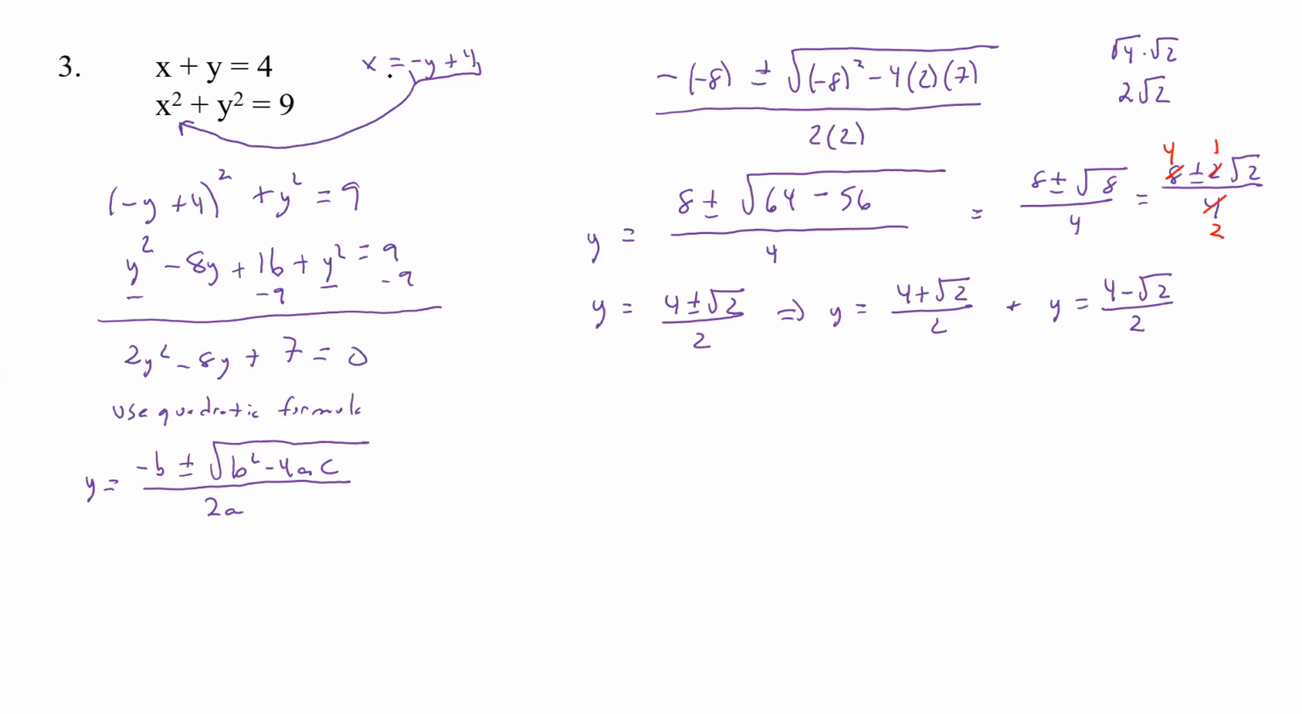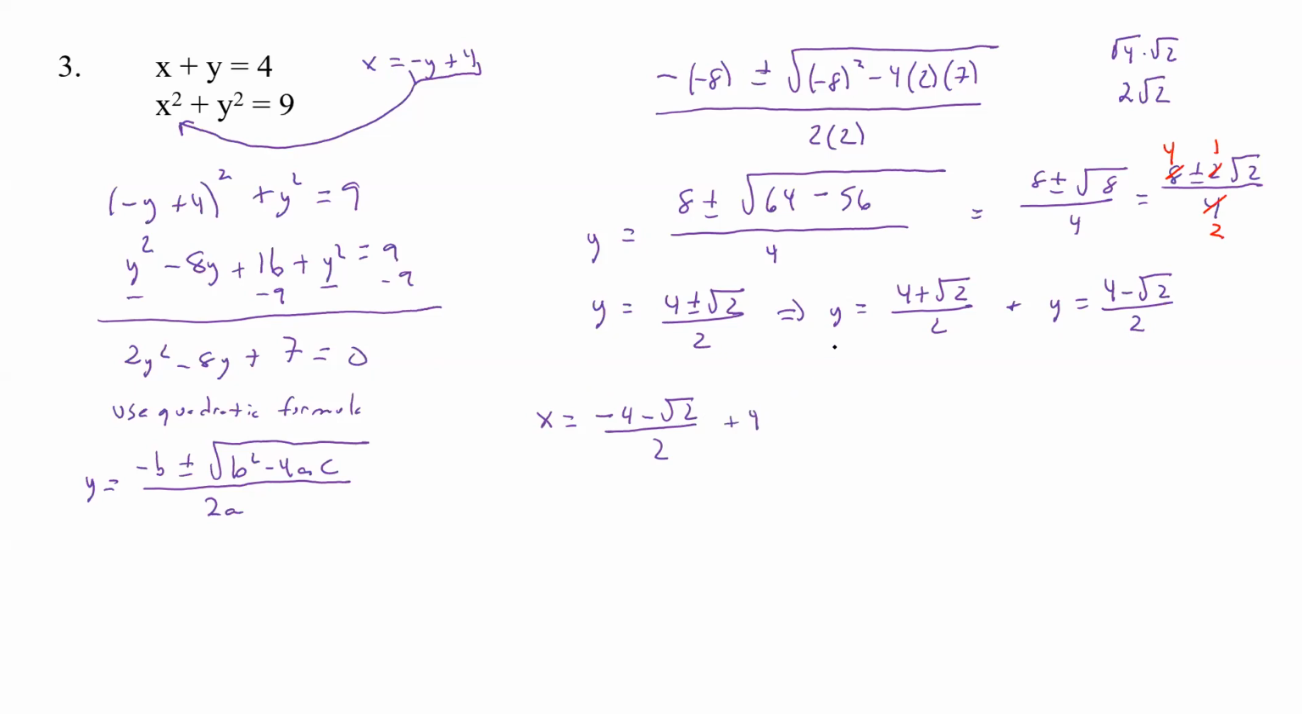So if we do that for the first one, let's say we have x equals, and so we're going to have the opposite of y. So we're going to change the sign of everything here. So it's going to be a minus 4 minus the square root of 2 all over 2. And then we have plus 4.